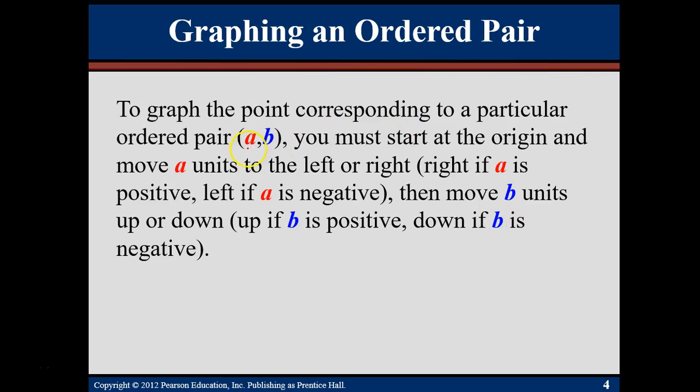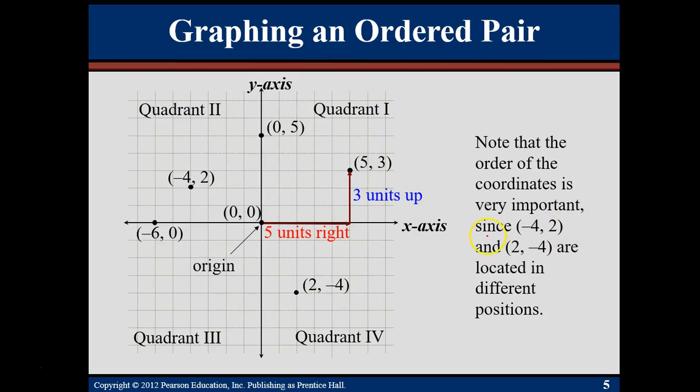The A is the x part of the coordinate, and that's going to move it left or right. B is the y part of the coordinate, and that's going to be up or down. This is my x-axis. It's horizontal. My y-axis is going up or down. Where they intersect is the origin. I label the top right quadrant, quadrant 1, and then I work counterclockwise to label 2, 3, and 4.